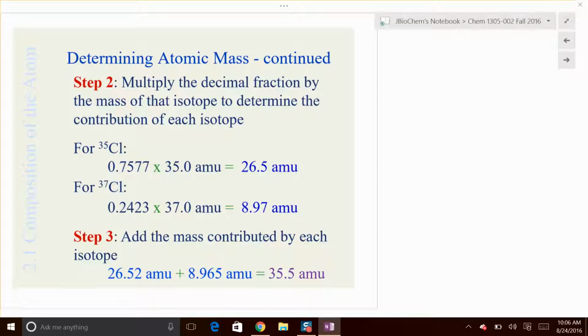So these will be some problems on the homework that we will have to figure out? Yes, you'll have to do these types of problems. Do you want us to round or leave it? You can round. When you're doing the calculation, see how they just did 26.5 and 8.97? It would be better to carry all that out because you're going to add them together, and then round your final answer.